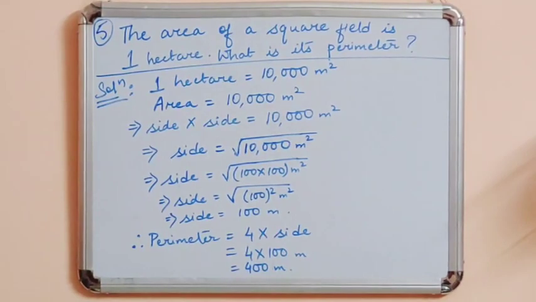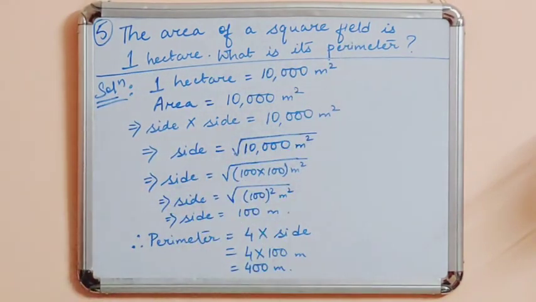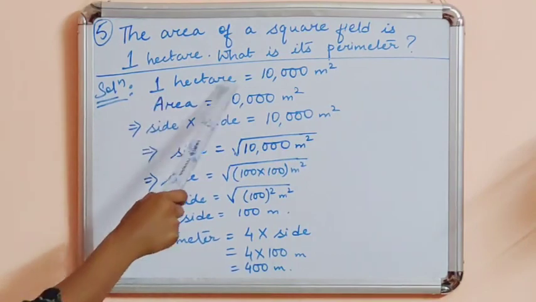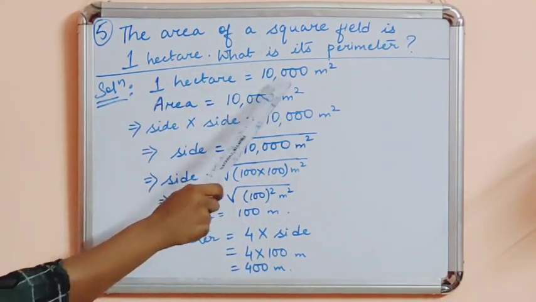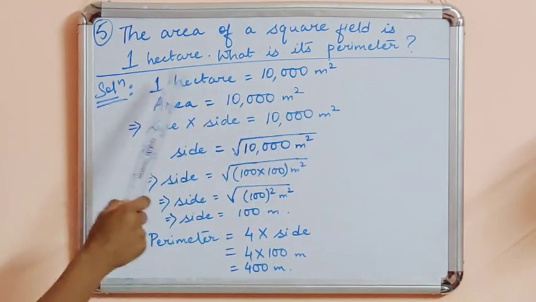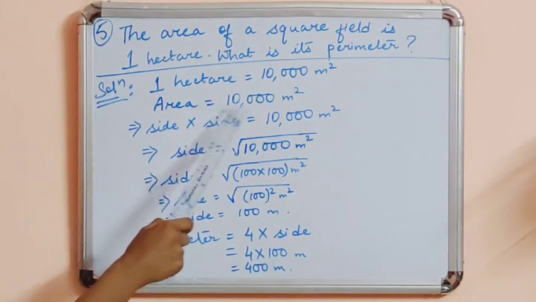Now let us look at the next question. It says that the area of a square field is 1 hectare. What is its perimeter? This question is quite simple. 1 hectare, we know if we convert hectare into meter square, we get 1 hectare is equal to 10,000 meters square. Now instead of writing area equals to 1 hectare, we can also write area is equal to 10,000 meters square.